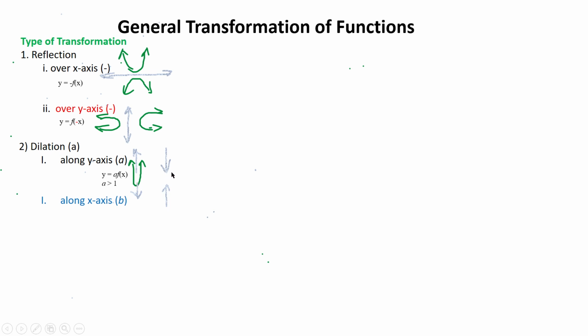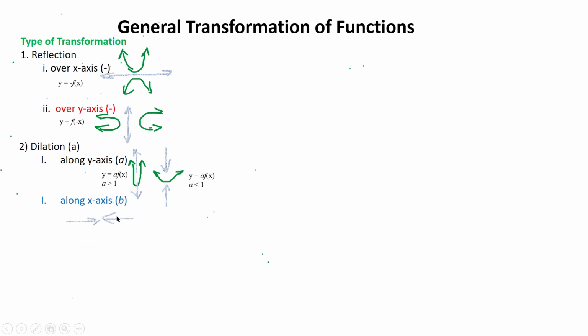Before I talk about dilation along the x-axis, we also have another type of dilation along the y-axis. When you compress the graph along the y-axis, it becomes widened, and it can be represented by the simple equation y equals a multiplied by the function of x. The a is right in front of f, and remember, a this time around must be less than 1.